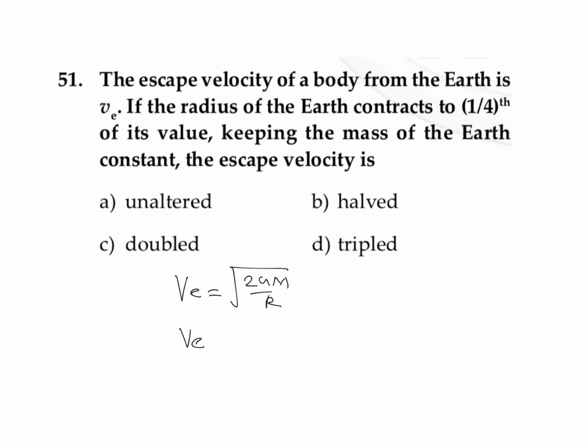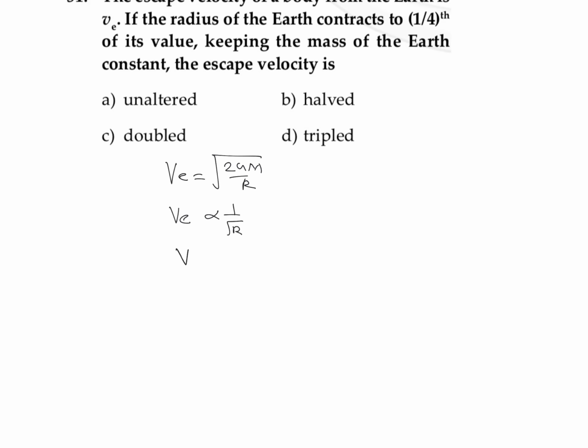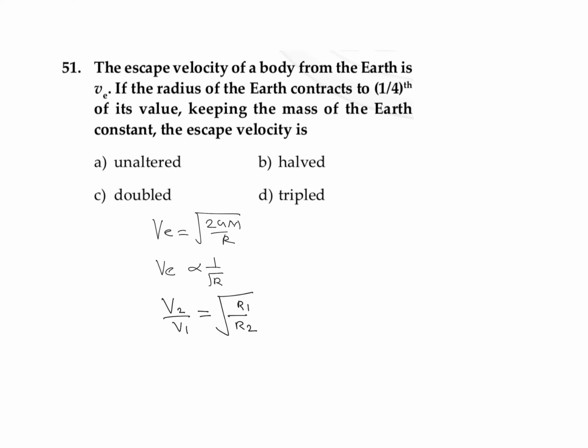So you can write this escape velocity is inversely proportional to root of r. So you can just say that escape velocity in situation 2 by escape velocity in situation 1 is under root of r1 divided by r2. So you can write escape velocity in situation 2 is v1 into root of r1 divided by r2.